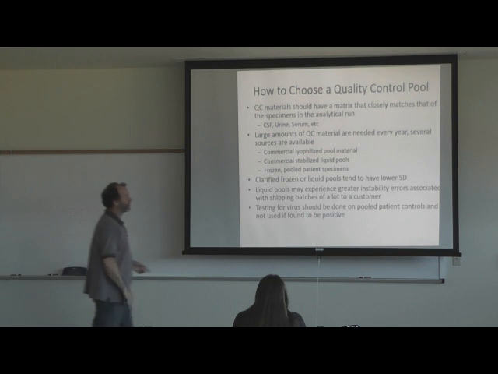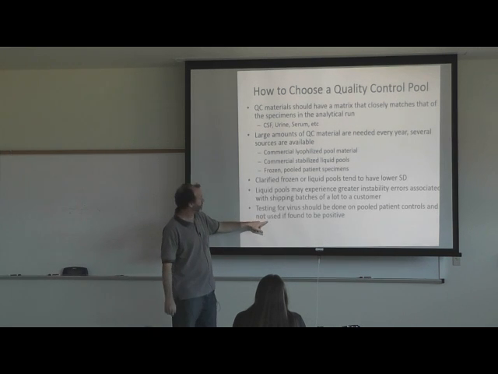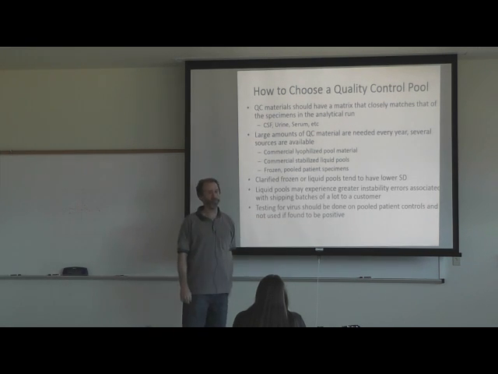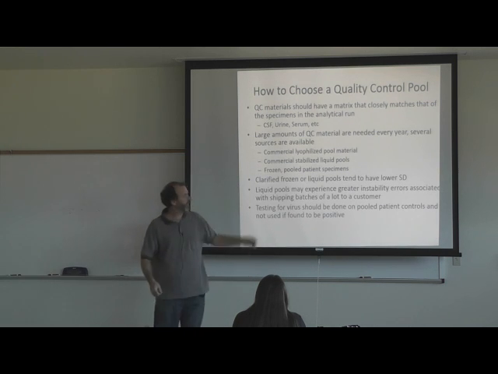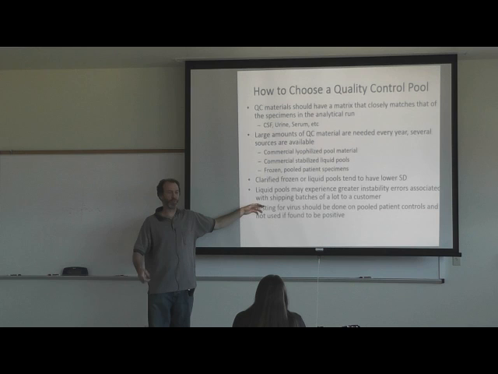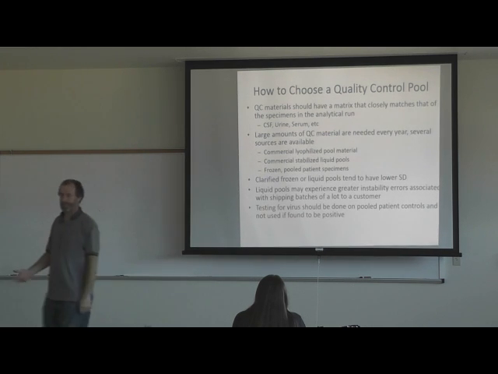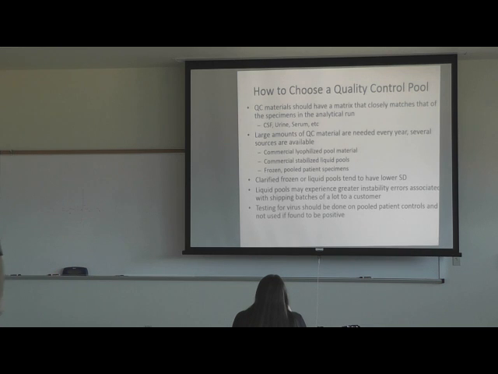Testing for virus should be done on pooled patient controls and not used if found to be positive, right? Because if you're using pooled patient samples, you don't want to have HIV or Hep C or hepatitis positive samples that your technicians are constantly working with over a year's period, right? So you've got to test them, make sure they're free of virus because it's a bloodborne pathogen, right? Those pools you don't want to have infect you guys.